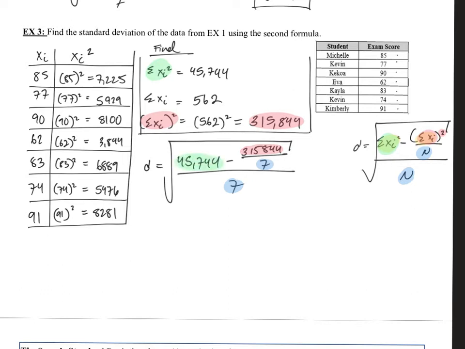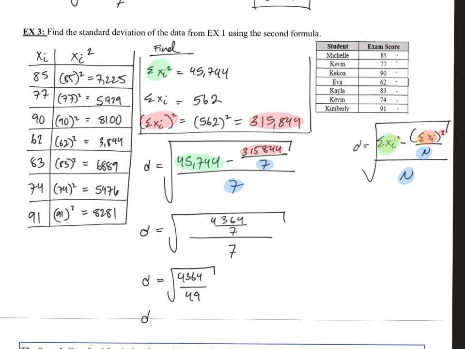Okay. And let's compute this out. Simplifying the numerator, I'll end up with 436... 4364 divided by 7. And simplifying further, I'll get square root of 4364 divided by 49, which, when I take the square root of that, comes out to be approximately 9.43, which we'll go ahead and take to the 10th place, 9.4.